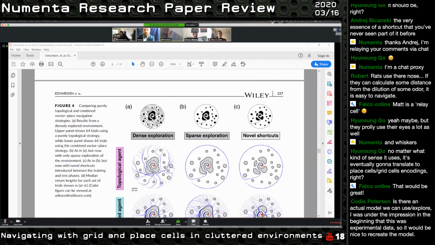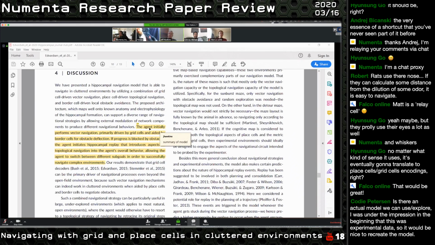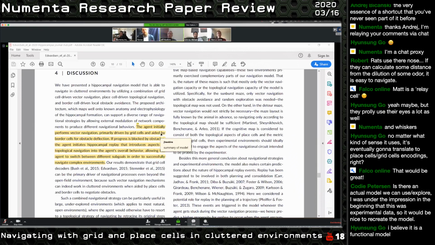So I promised this would be a fairly short paper. I have a lot of notes on it. I'll just go right to the summary here, and then I can end it here. This is basically in the discussion section. This is the summary. The agent initially performs vector navigation, primarily driven by grid cells and aided by border cells for obstacle deflection. That's what we showed in the first figure. If progress is blocked by obstacles, the agent initiates a hippocampal replay that introduces aspects of topological navigation to the agent's overall behavior, allowing the agent to switch between different sub-goals in order to successfully navigate complex environments. So that's the summary of the paper.